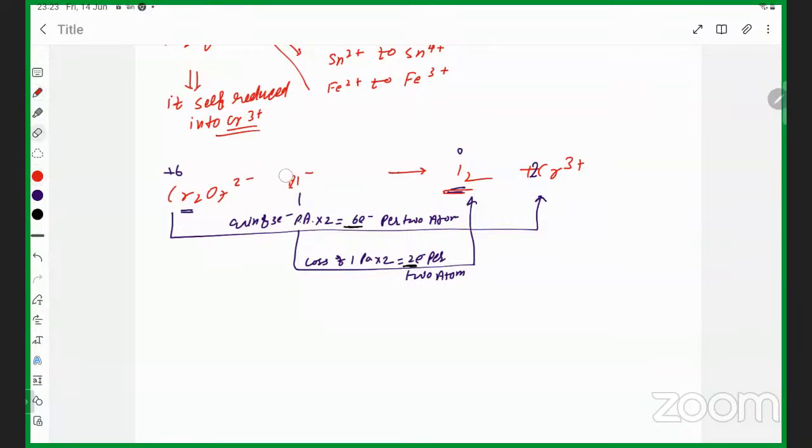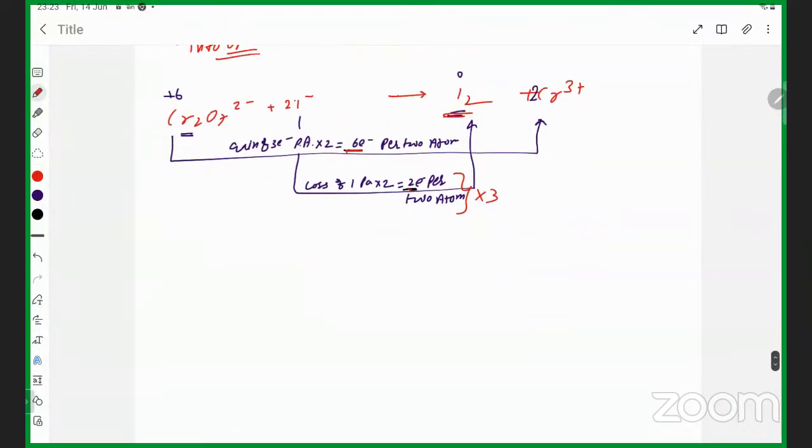Why did I multiply by 2? What can be the reason behind this? Because per 2 atoms, 2 electrons, per atom 1 electron. So now you can see 2 electrons here, and here you can see 6 electrons. How can you make it equal? So you can multiply it by 3. So it will be equal.